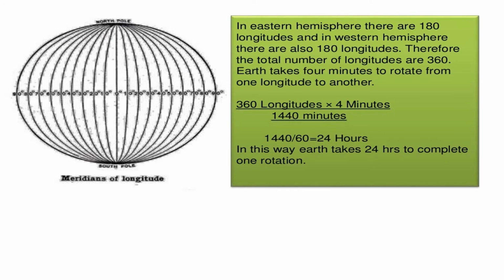So in the eastern hemisphere, there are 180 degrees of longitude, and in the western hemisphere too, there are 180 degrees of longitude. So the total number of longitudes that we have are 360, and the earth takes 4 minutes to rotate from one longitude to another. So 360 degrees longitudes into 4 minutes is 1440 minutes. When you divide that by 60, you get 24 hours. In this way, the earth takes 24 hours to complete one rotation.